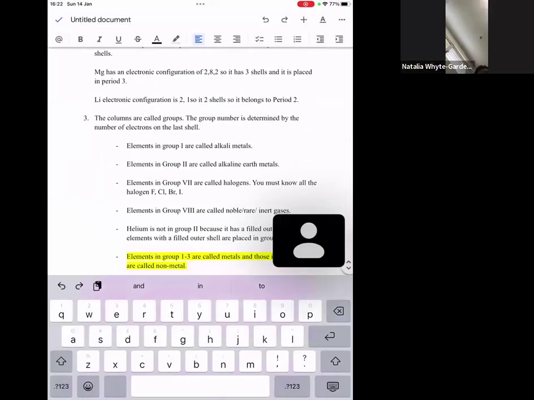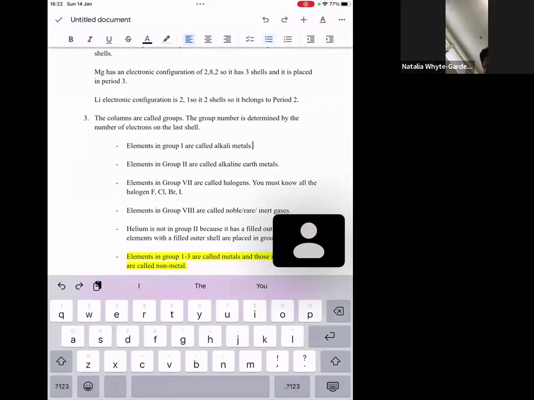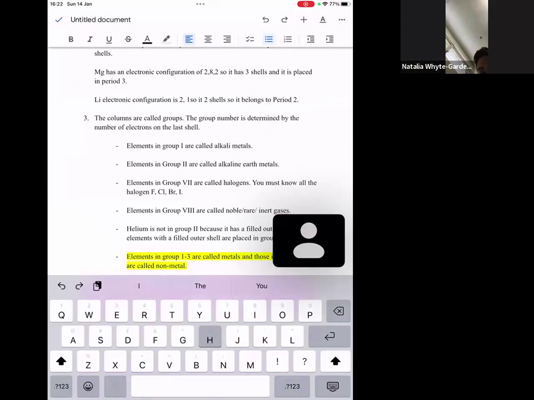Elements in group 1, those are called alkali metals. The elements with 1 electron on their outer shell are called alkali metals. Elements in group 2 are called alkaline earth metals. And elements in group 1 are, remember I say you need to study them, hydrogen, lithium, sodium, potassium. You must memorize those.